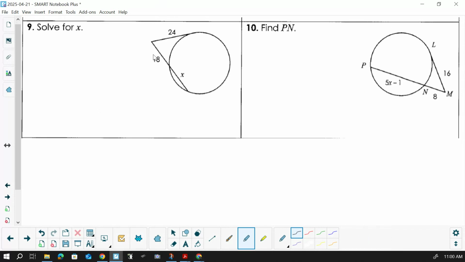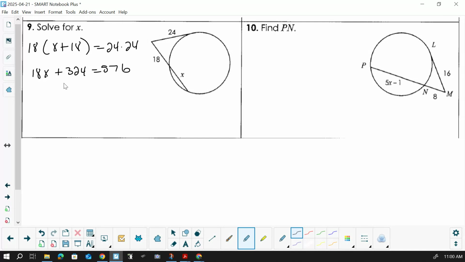Okay, next one here. Whole thing, x plus 18. Part on the outside times the whole thing equals, right, whole thing times part of the outside. We get 18x plus 18 times 18 is 324. 24 times 24 is 576. Subtract that 324 from both sides. We get 18x equals 576 minus 324 is 252. Divide by 18 and we get 14.